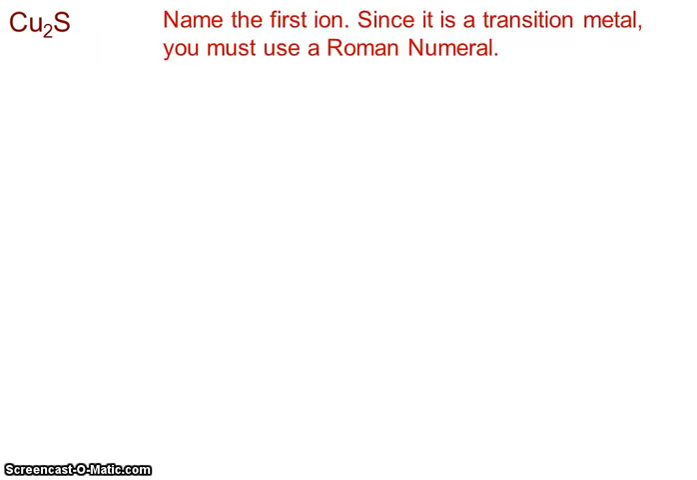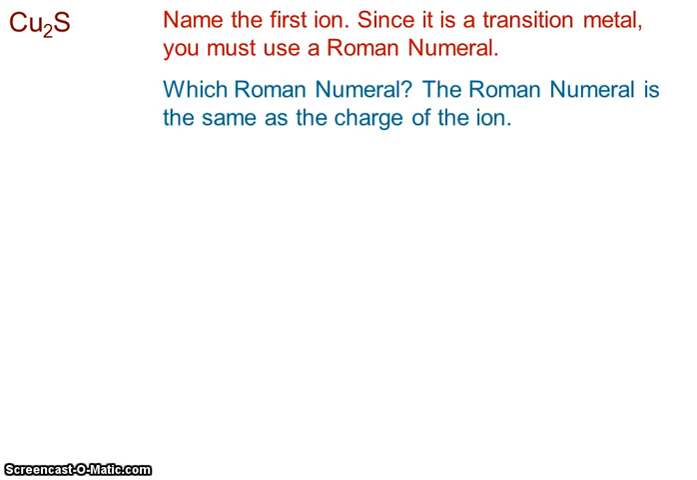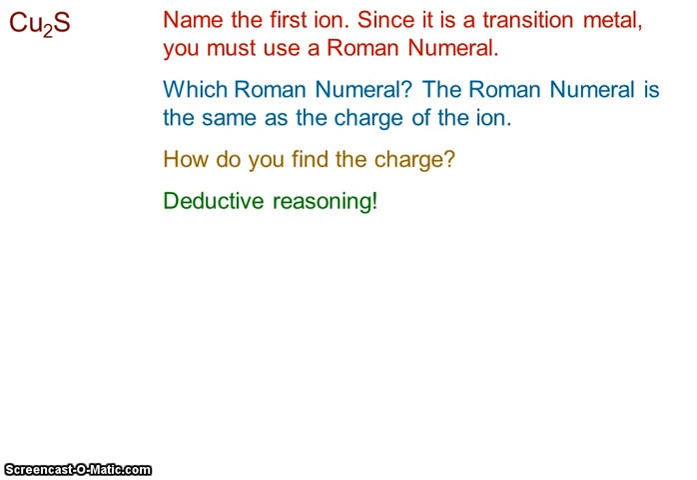So let's look at another example, Cu2S. I'm going to name the first ion, and I'm going to notice it's a transition metal because it's located in that D block. It's not a group 1, 2, or 3 metal. So I'm going to know I'm going to use a Roman numeral, but I need to know what that Roman numeral is, and it's going to be the charge of the ion. So again, how did we find the charge with iron before? Well, we used that good old deductive reasoning. So let's start down that road again.